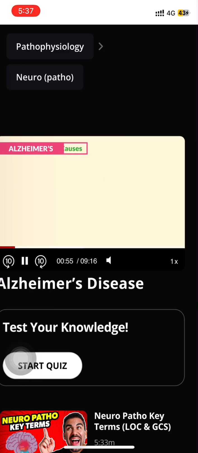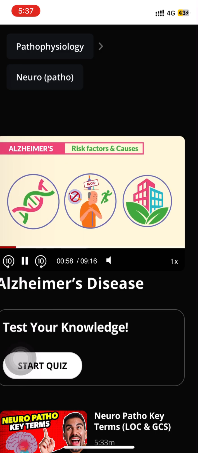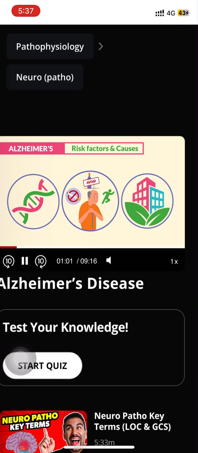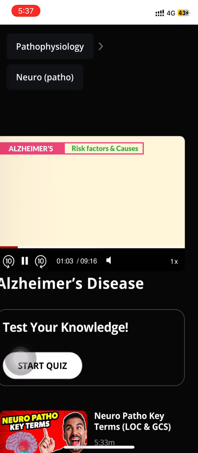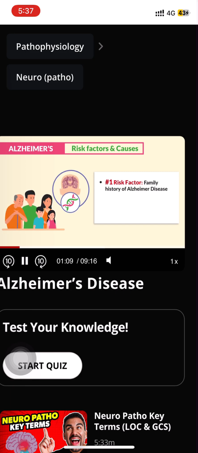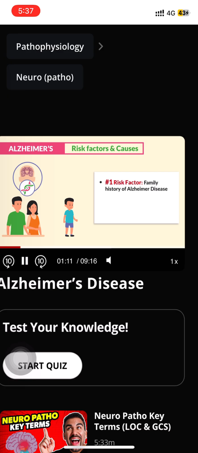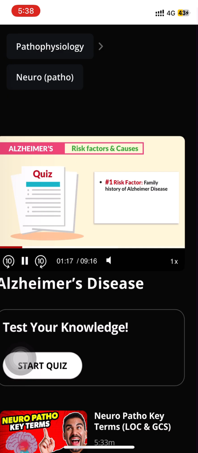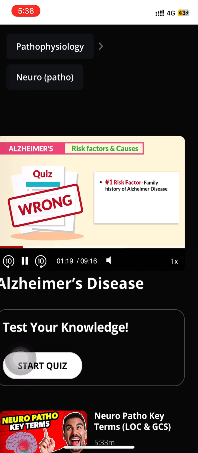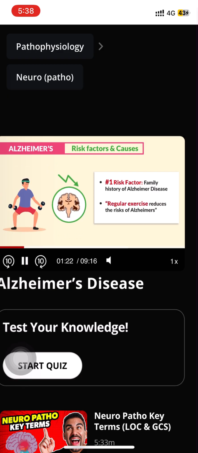Now, as far as risk factors and causes, the development is related to a combination of genetics, lifestyle, and environmental factors. So the number 1 risk factor on many question banks is a family history of Alzheimer's disease. Children of parents with early onset Alzheimer's have a 50% chance of developing the disease. Now, most students get this wrong on various question banks. And regular exercise can reduce the risk of Alzheimer's, as mentioned by another question bank. But healthy lifestyle choices like smoking cessation, avoiding excess alcohol, and regular exercise were shown to decrease the risk.